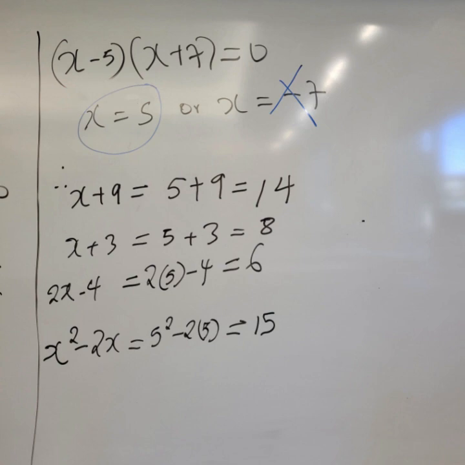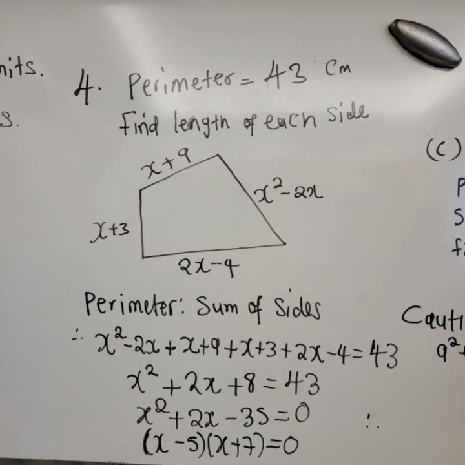Okay. But we're dealing with distance, right? So we cannot say x is negative 7. We need to pick a positive one. Okay? So this is the value of x. So we're just one step away, right? Okay. So what do we do now? The question is, find the length of each side.